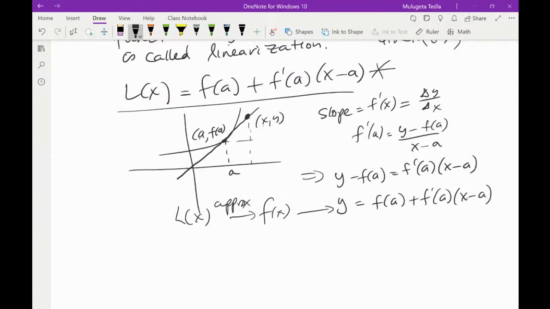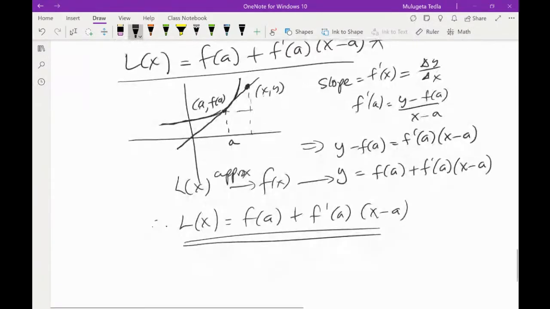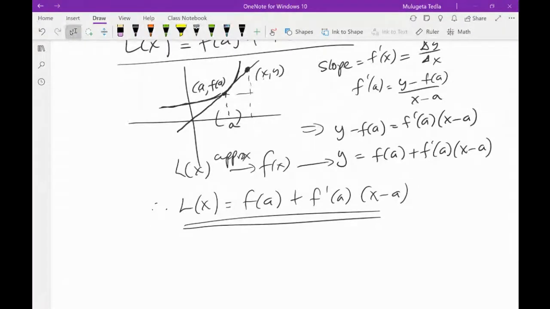So is that what I gave you here? Yes, it matches. Therefore, the linearization of any function is f of a plus f prime of a times x minus a. So this curve and this line are almost the same around a, in the neighborhood of a. That's what we're saying. We don't have time, but I will do an example. And then, like you said, we can compare when we use f of 5 versus L of 5, and then we see the difference.